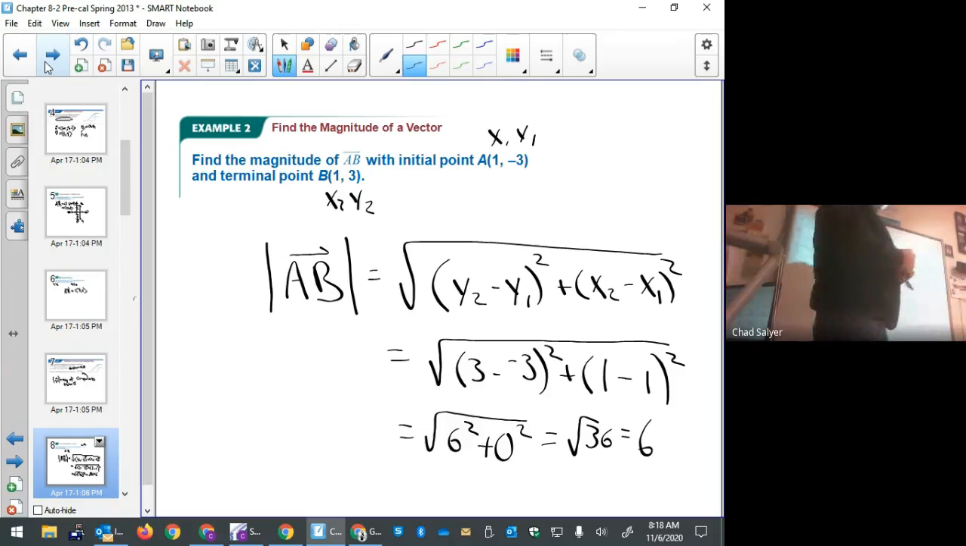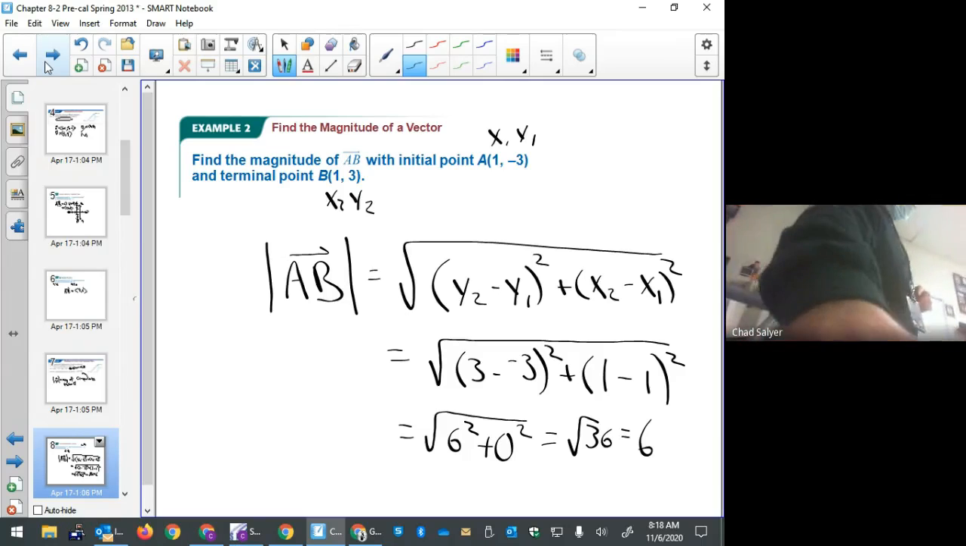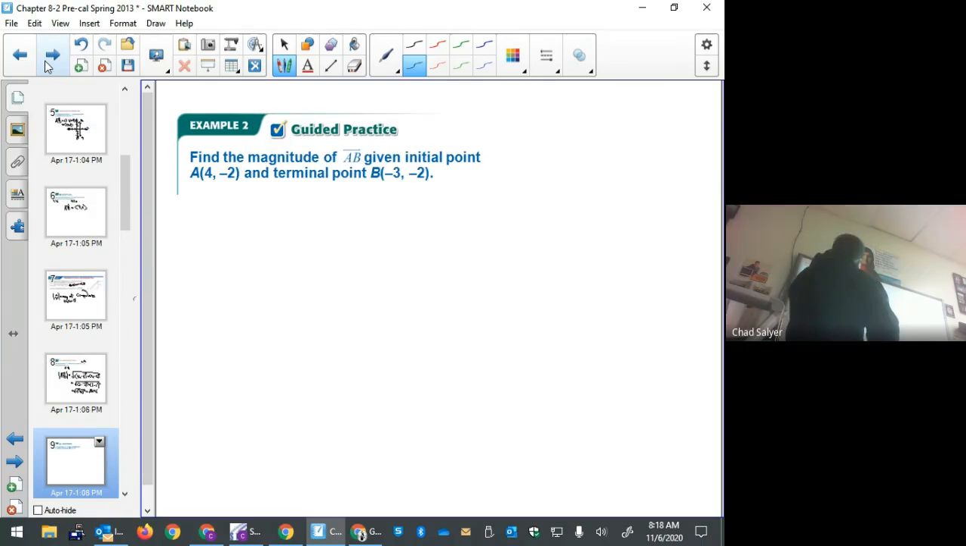Any questions, thoughts, comments? Just feeling okay about vectors? Okay. So here's one for you. Tell me the magnitude in this situation. So you're taking the time to write it down. It's good. Mental calculations here won't serve you too well.